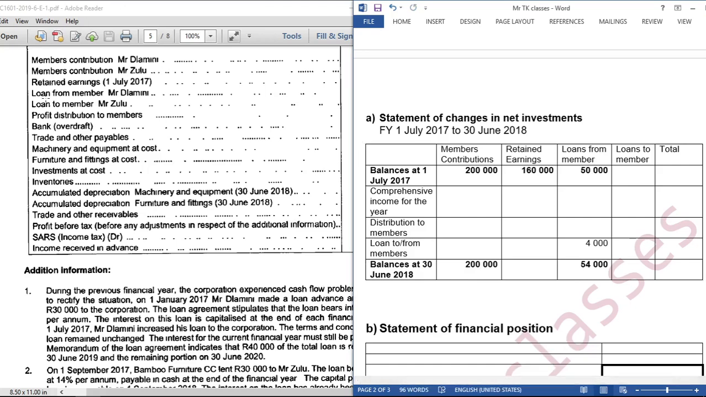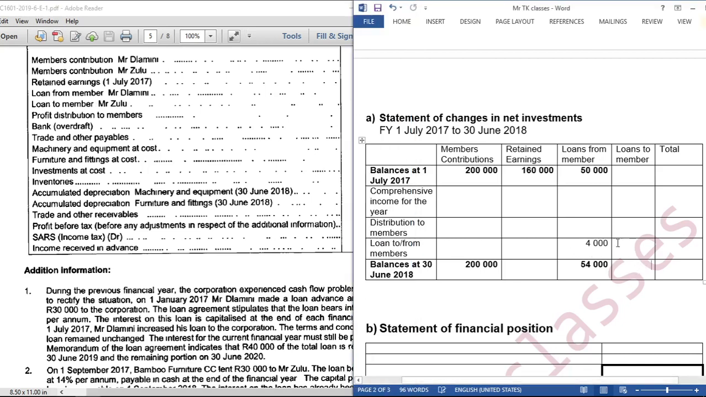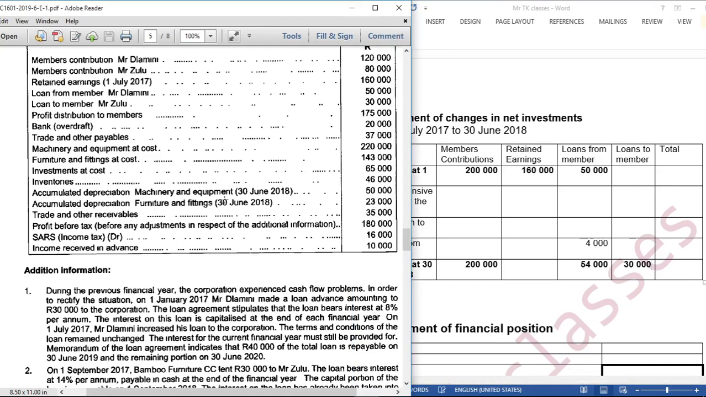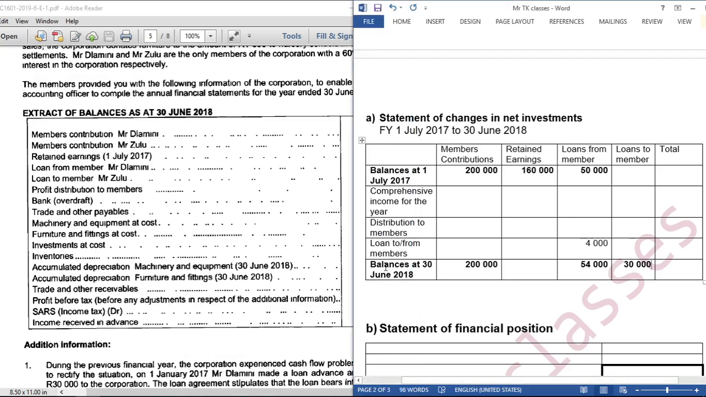Loan to member, Mr. Zulu, 30,000. And there's no debt as well, which means that the date that we are using for this line item is this one, 30 June 2018. That's why we also come here and write here on 30 June 2018.